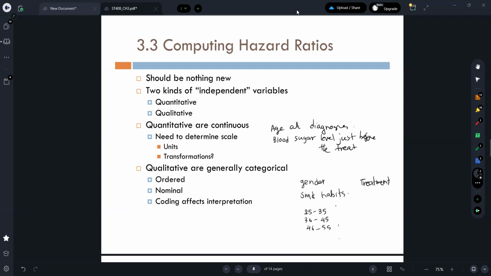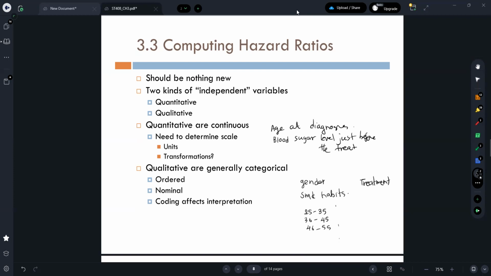Either you can compare individuals based on their hazard, or you can compare two or more groups, right? That depends on the way you are using your model. So that is the main goal, to compute the hazard ratios. Now, these X's, as I mentioned, can be quantitative or qualitative, right? That means you have numerical or categorical.